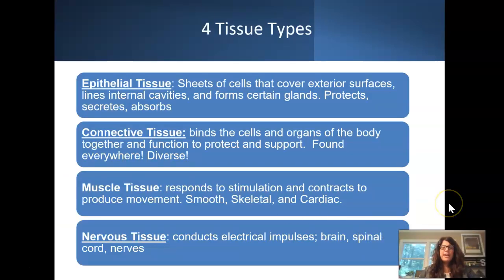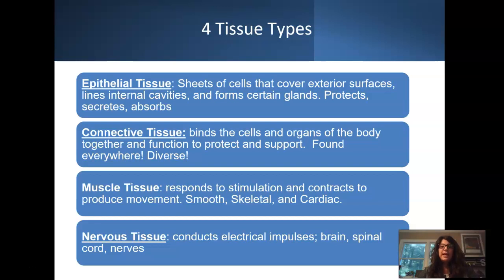There are, like I said, 4 categories of tissue. Epithelial tissue, which is going to be sheets of cells that are going to cover your external surfaces. They also line your internal cavities, and they're going to form certain glands. Their job is to protect, secrete, and absorb.